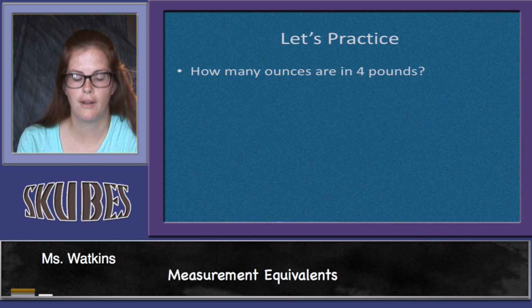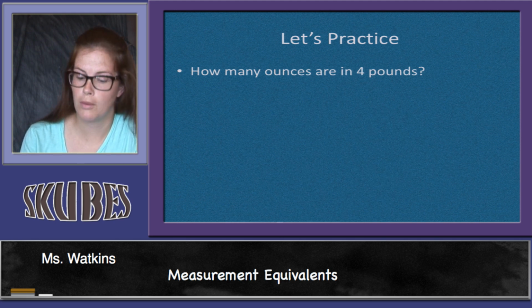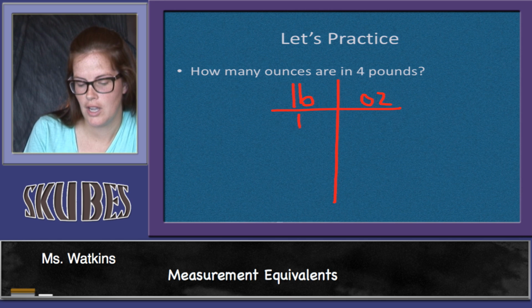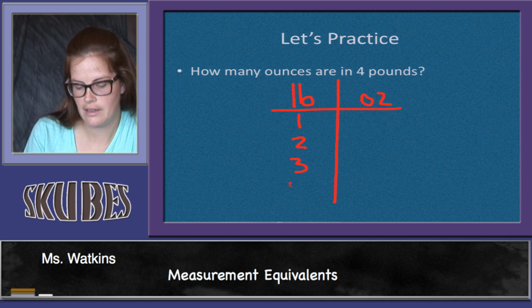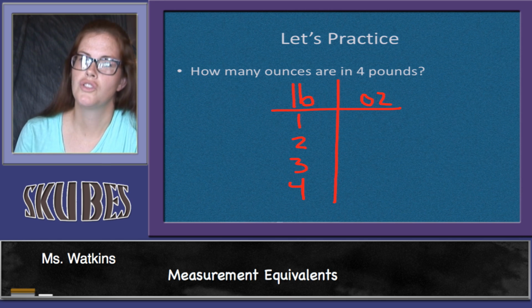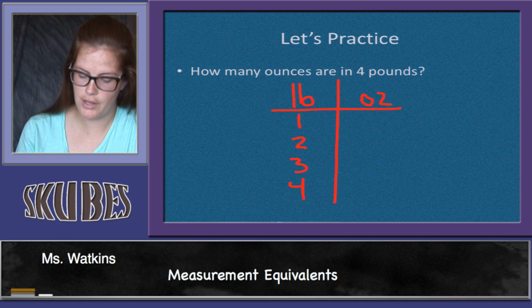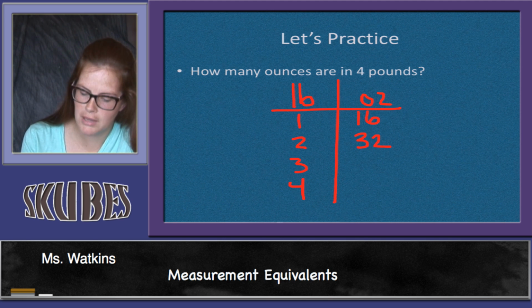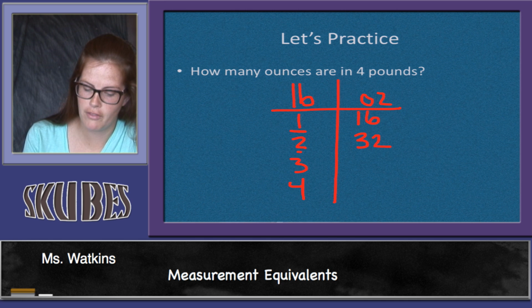All right, let's try one more. How many ounces are in 4 pounds? So let's set up our table. We'd have pounds on one side, we'd have ounces on another, and we want to go all the way to 4 pounds. So we know in 1 pound there are 16 ounces. In 2 pounds, that means there would be 32 ounces. And each time you're just multiplying 16 by the number over here. So 16 times 2 equals 32.